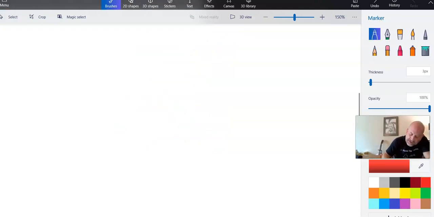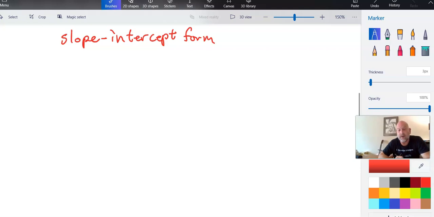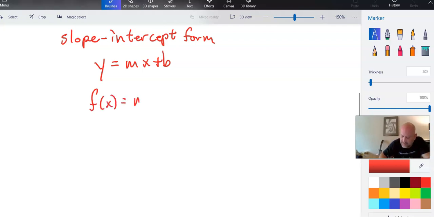So if we are in slope-intercept form, which we talked about last time, slope-intercept form is the one that looks like this. And I really do include the function definition also. It's not technically the slope-intercept form. It's function notation, but it really behaves the same. You can see the whole right-hand side is identical.